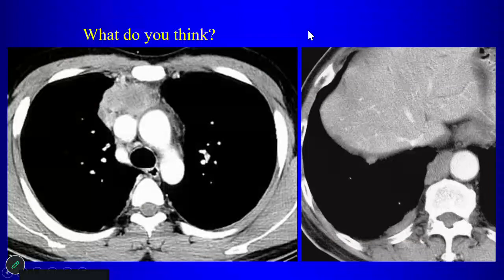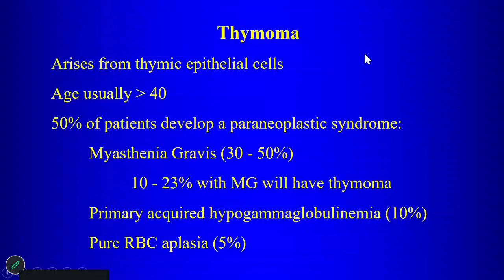With invasive thymoma, the mode of spread tends to be inside the thorax and it spreads to the pleura. So if you have pleural metastases with an anterior mediastinal mass, then we think of invasive thymoma. Thymomas are associated with paraneoplastic syndromes, myasthenia gravis. 10 to 23% of patients with myasthenia gravis will have thymoma, 30 to 50% of patients with thymoma have myasthenia gravis. There are some other rarer paraneoplastic syndromes that can also be associated with thymoma.